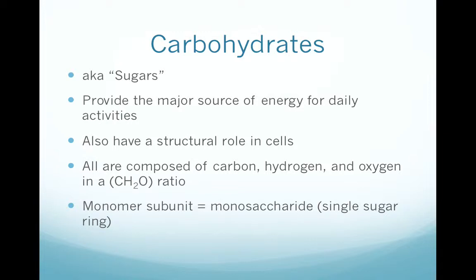So all carbohydrates are composed of carbon, hydrogen and oxygen in a very specific ratio, and that ratio is CH2O. So 1 carbon to 2 hydrogens to 1 oxygen. The monomer subunit is a monosaccharide, and that's a single sugar ring. So remember, carbohydrates are considered polymers because they're made up of the same unit repeated over and over and over and over, and that single unit is the monosaccharide.